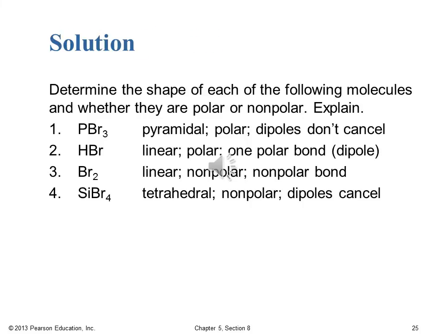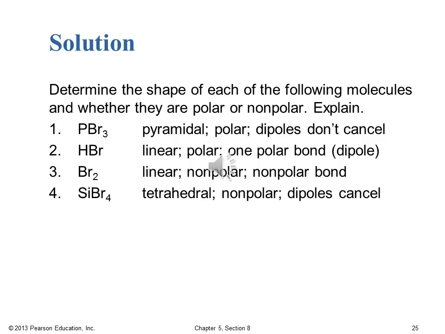Okay, and there we have it. Let's just talk through them one by one. The PBr3 molecule is pyramidal, and it is therefore polar. The dipoles don't cancel, and the big giveaway here is that lone pair you should have had on the phosphorus, right? It's going to look a lot like ammonia. NH3 has the lone pair on the nitrogen and each of the bonds to hydrogen.